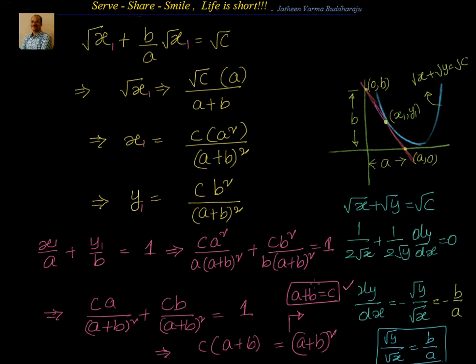So the point of contact is unique. So let that point be x1 comma y1. Then I can substitute x1 comma y1 on the curve, in the straight line, and also in the slope. So we have three equations. We can first leverage the equations root x plus root y equal to root c, and root y by root x equal to b by a, so that we can find out what are the values of x1 and y1 in terms of a, b, c. Once you got it, let's substitute this in the straight line equation, x1 by a plus y1 by b equal to 1, and we can find out that a plus b equal to c.